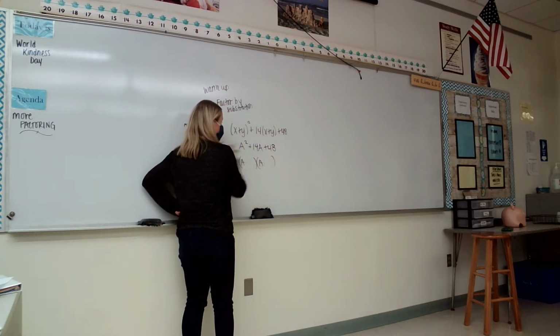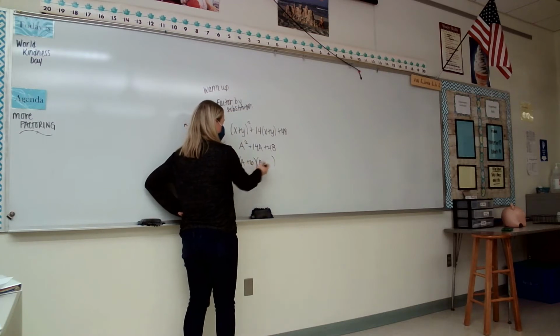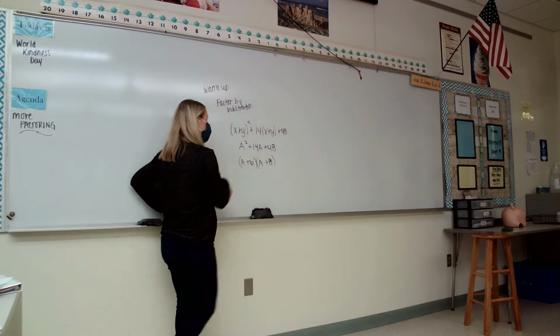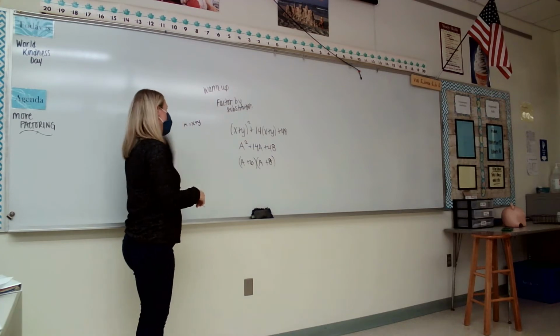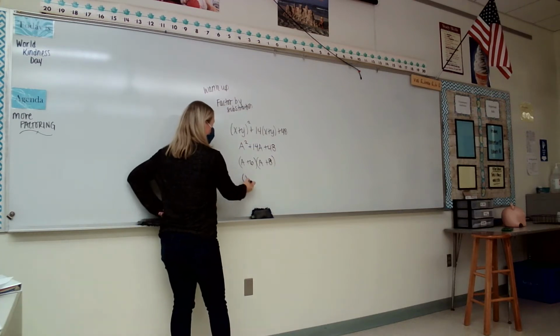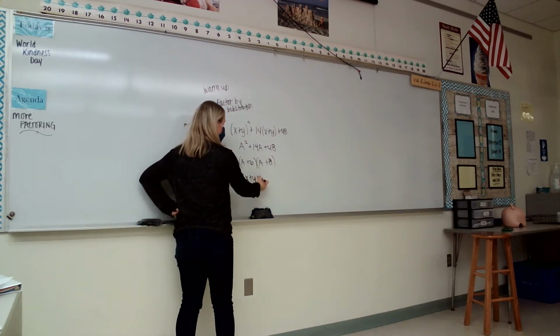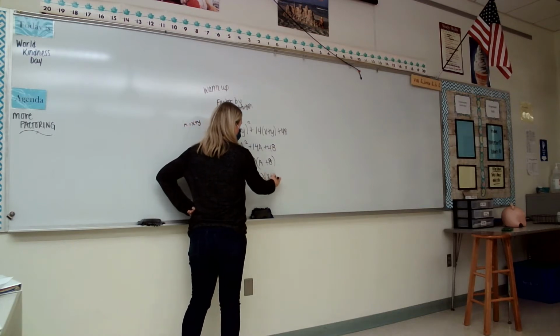So the a squared just splits up to a and a. That would be what, plus 6 plus 8? Doesn't matter what order you put them in. And then you just need to go back in the end and replace your a with x plus y. So my final factor form would be x plus y plus 6, x plus y plus 8.